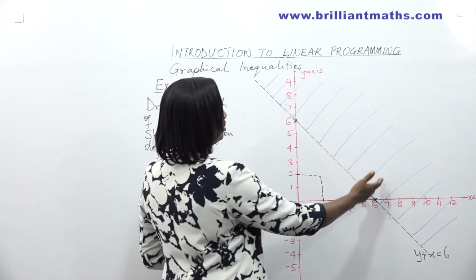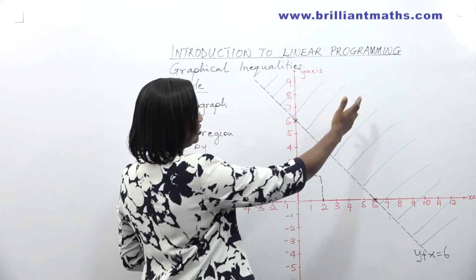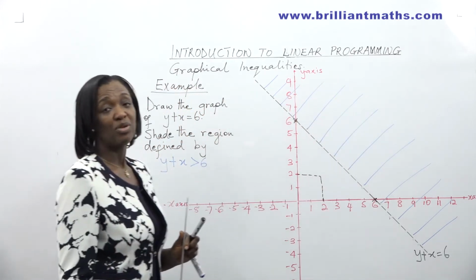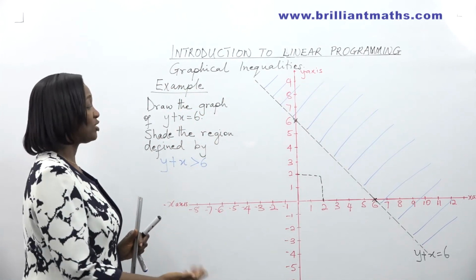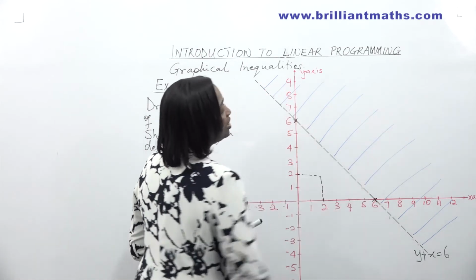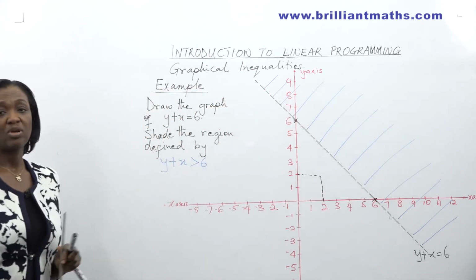Assuming we take the point 7, 8, where x is 7 and y is 8, 7 plus 8 is 15. x plus y is greater than 6. So that is the region that satisfies that inequality.